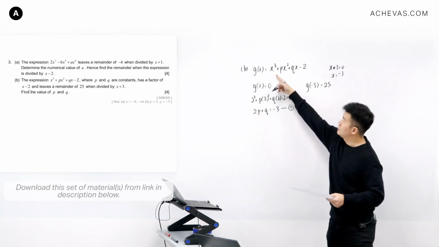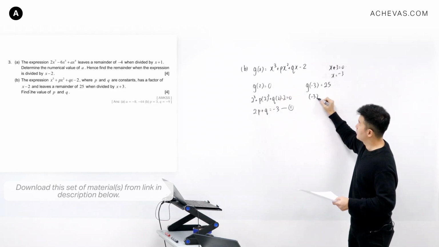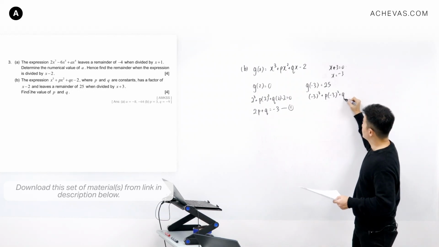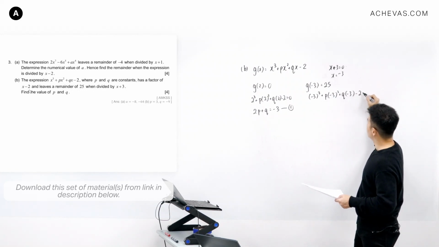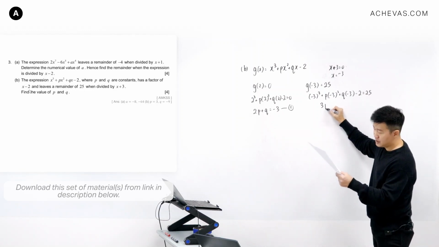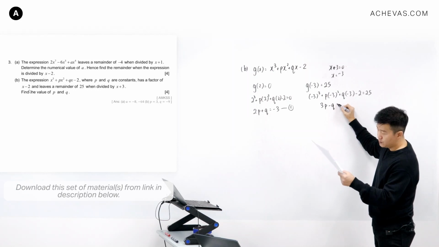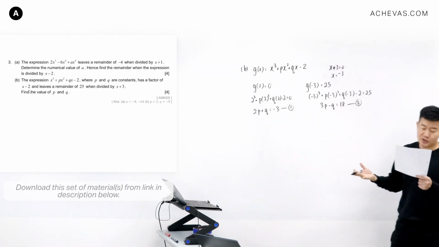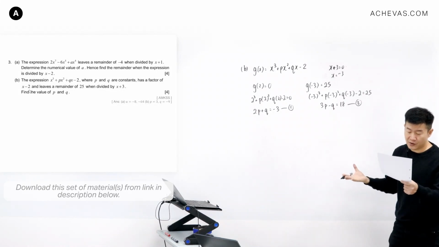As for this, I'm going to let x be equal to minus 3. So minus 3 to the power of 3 plus p times minus 3 squared plus q times minus 3, minus 2, this is equal to 25. Our second equation looks like this: 3p minus q is equal to 18. Equation number 2. And we can actually solve this simultaneous equation very, very easily.